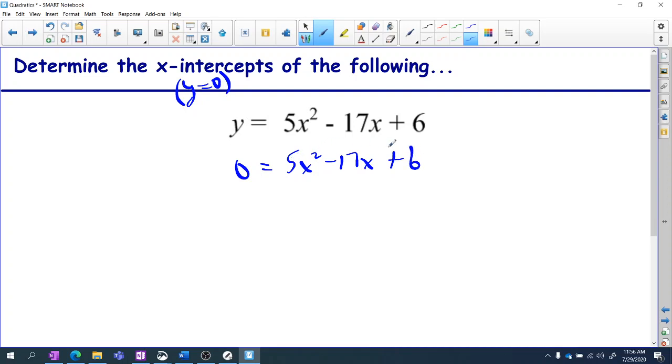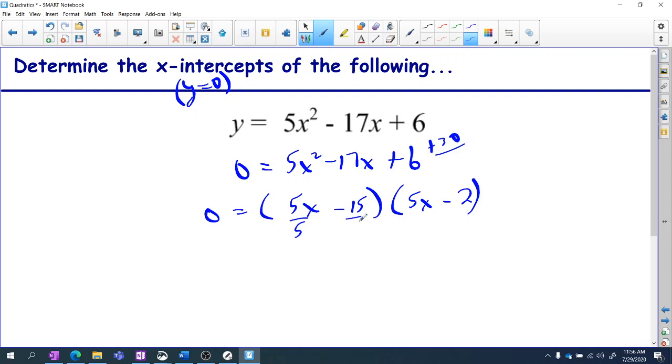Let's try factoring it. 5 times 6 is a positive 30. Multiply to get positive 30, add to give a negative 16. That would be negative 15 and negative 2. Sorry, negative 17. Negative 15 multiplied by negative 2, there's your positive 30. Add those two together, there's your negative 17. This divides by 5. Take away 3. 5x take away 2.